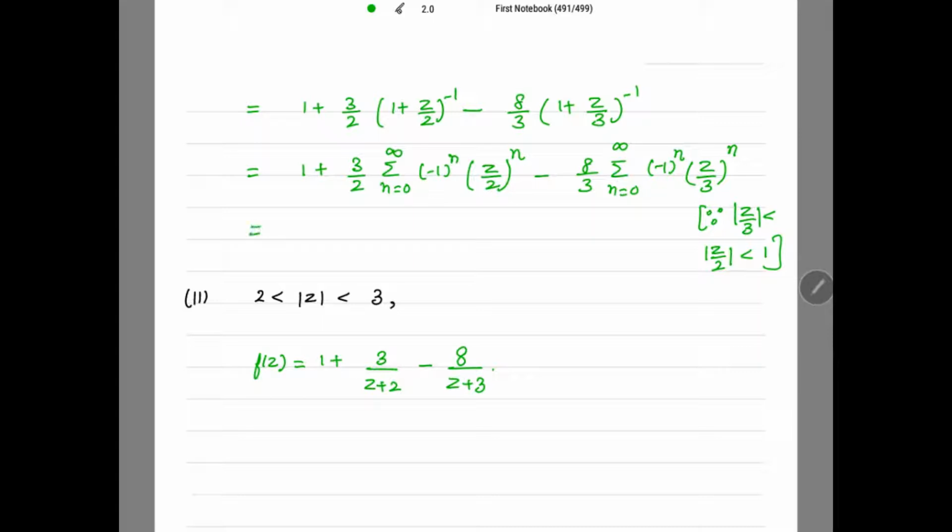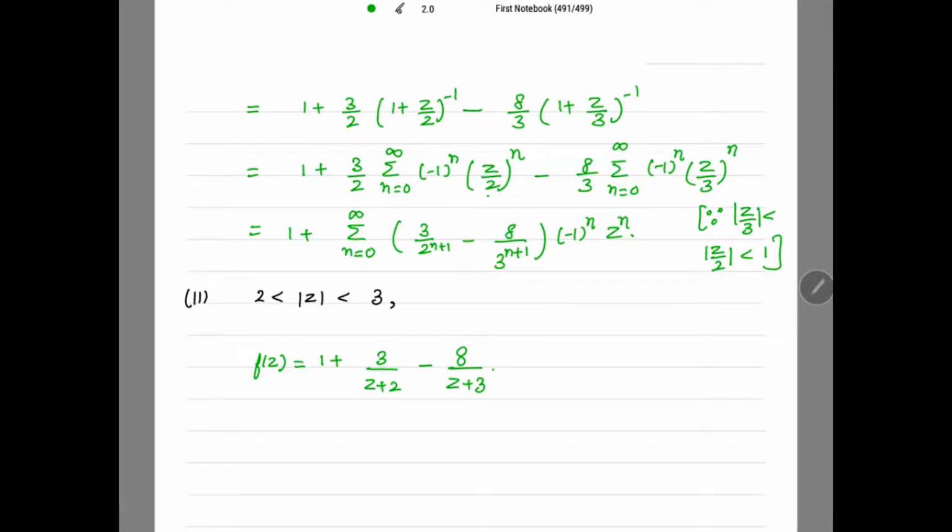So this is equal to, if you sum up, you take the summation common and you will get n going from 0 to infinity, 3 over 2 to the power n plus 1, minus 8 over 3 to the power n plus 1, just adding the powers of 2 and 3, (minus 1) to the power n, z to the power n. Here the power is 2 raised to the power n, and if you take 2 inside, this will be 2 raised to the power n plus 1. Similarly, 3 raised to the power n plus 1, powers are added.